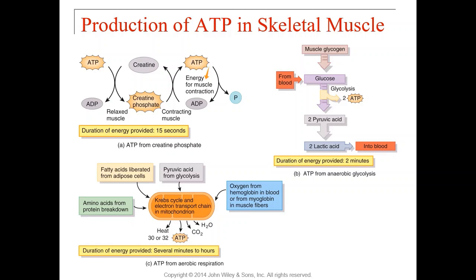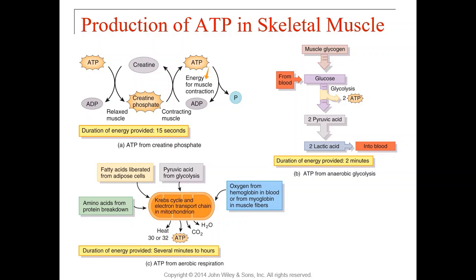And because of that, we're going to have to spend some time talking about that. We're going to have to spend some time talking about the sources of energy for your skeletal muscles. Turns out there are 3 major sources of energy for your skeletal muscles and your skeletal muscle cells. What are they? They're listed on the slide. There's something called creatine phosphate, anaerobic glycolysis, and cellular respiration. Those are your 3 major sources of energy for your skeletal muscles.